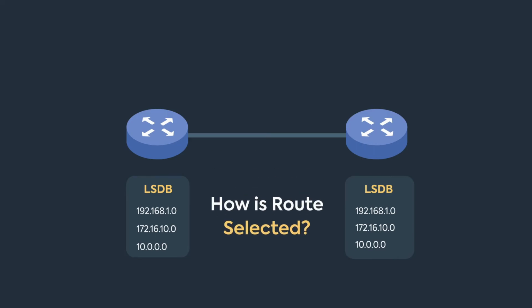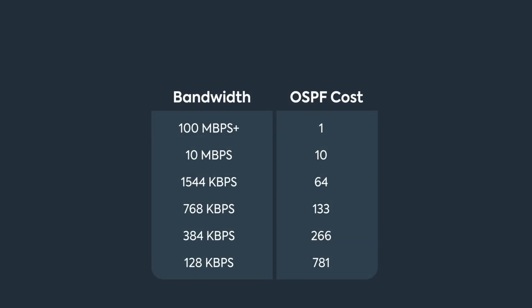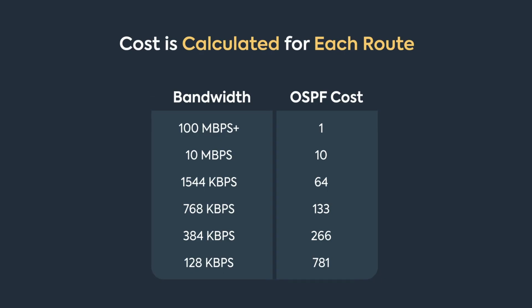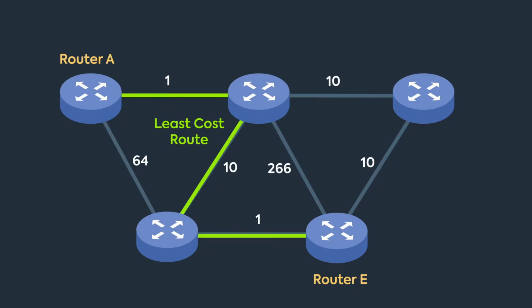But how does the router select the route using this database? In short, routes are selected on the basis of link cost. The cost is set for different types of links, and the cost is pre-calculated for each route. For example, to send a packet from router A to router E, there are multiple routes, but the path with the least cost is the preferred option for the routing.